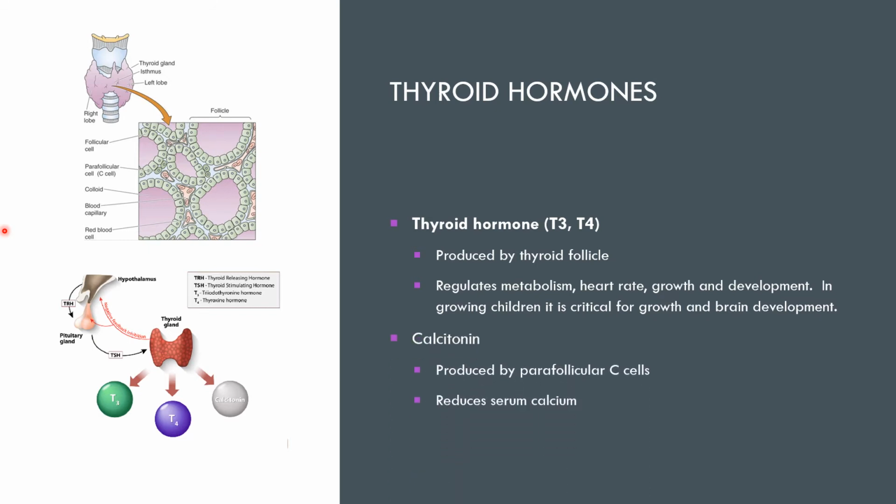And you have calcitonin, which is produced by the parafollicular C cells, and its purpose is to reduce serum calcium. Just think calcitonin, bone in, calcium goes back into the bones, so lower serum calcium. That's one way to remember it.